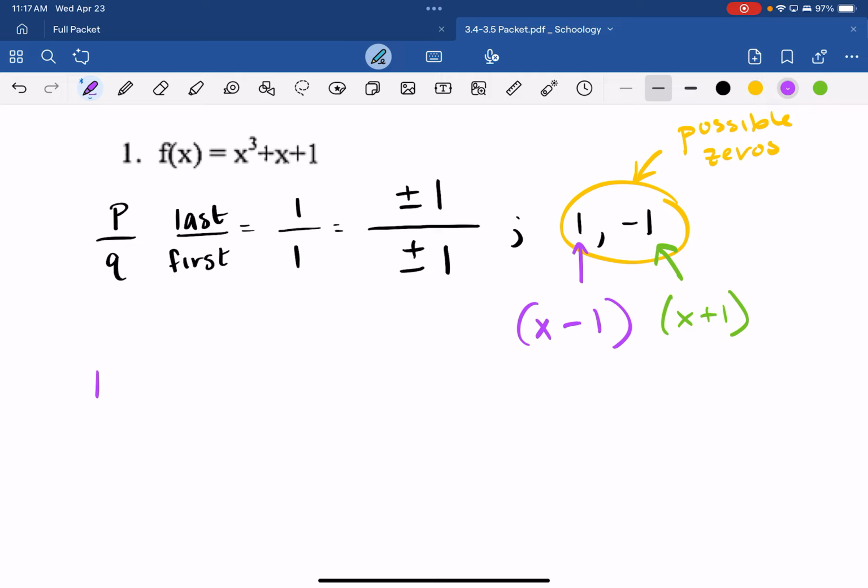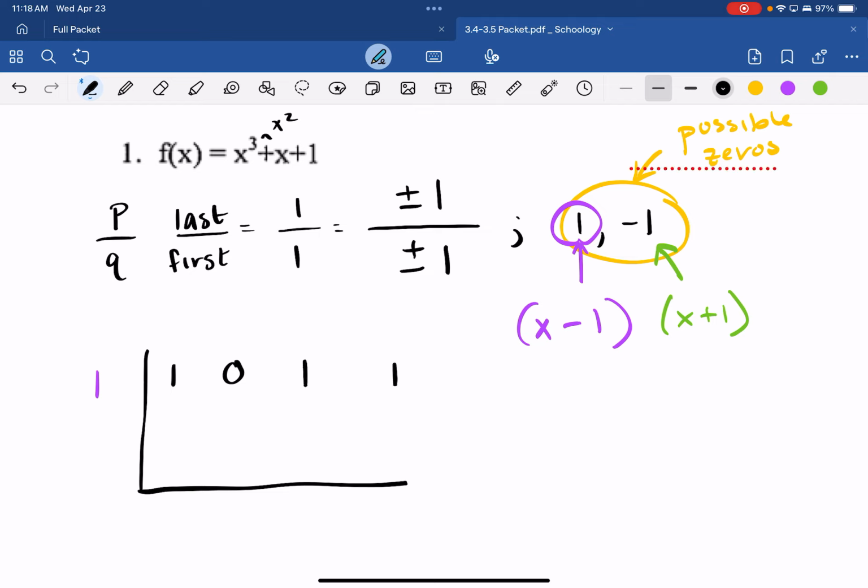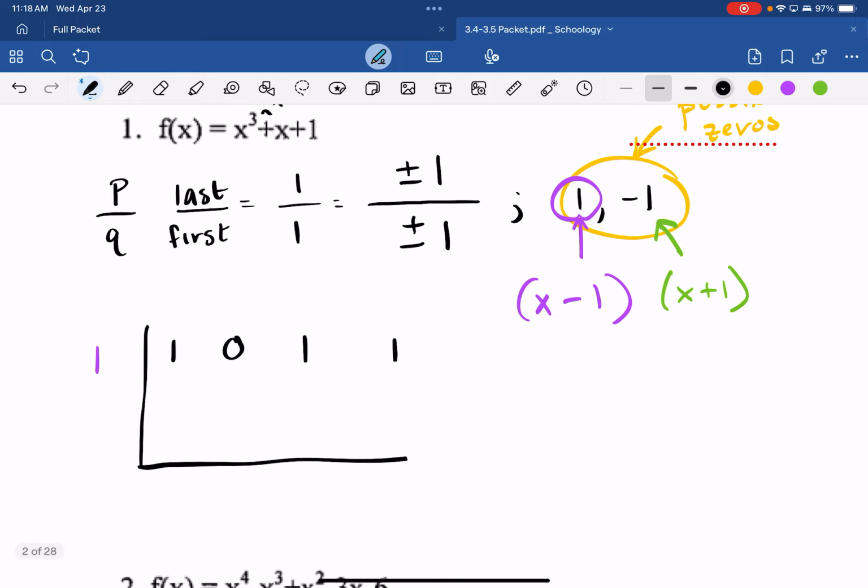Let's test the first one. Let's test our 1. We're going to use synthetic division because we can, it's easier. Now be careful. I need a placeholder here because I don't have that x squared. Some of us missed that yesterday on our test. That was a lot of what we lost points on, missing that placeholder of the 0. All right, so we're testing our first one. I bring it down, we get 1. 1 times 1 gives me 1. I add them, I get a 1. Do another one. 1 times 1 gives me 2.